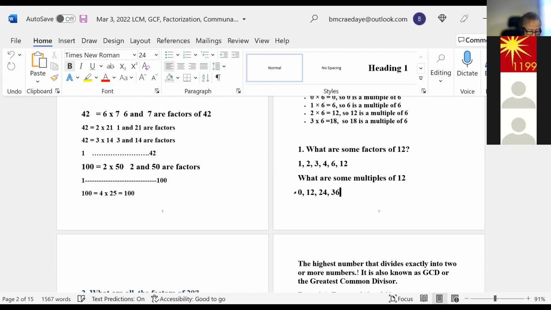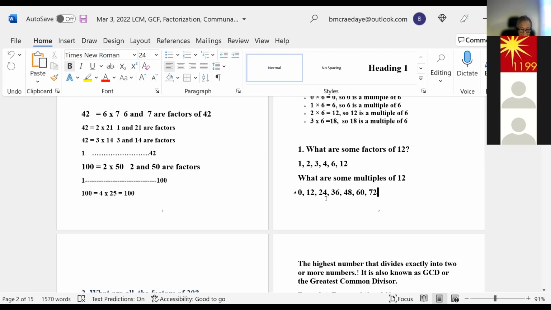12 times 3? 36. 12 times 4? 48. 12 times 5? 60. 12 times 6? 72. Now notice you're adding what? 12 each time. So you don't even have to multiply, right?